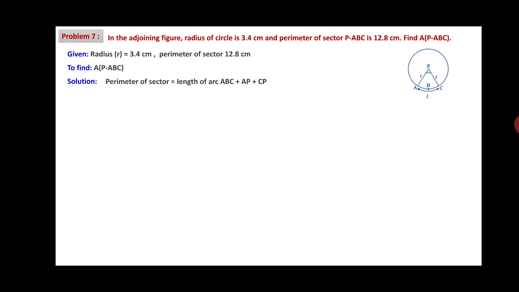Friends, we have perimeter of the sector is equal to length of the arc ABC plus AP plus CP. So which will be 12.8 is equal to L plus 3.4 plus 3.4. So 12.8 is equal to length L plus 6.8. Therefore, L is equal to 12.8 minus 6.8, that will be 6 centimeter. Now, area of the sector PABC is equal to L into R divided by 2, which will be 6 into 3.4 divided by 2, which will be 3 into 3.4, that will be 10.2 square centimeter.